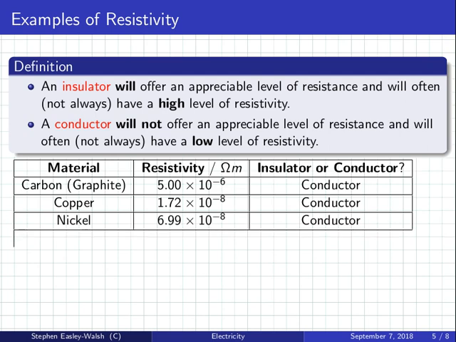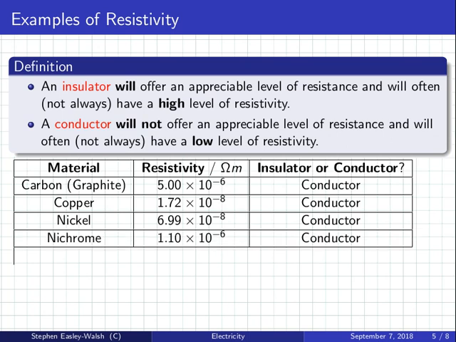Okay. Nickel. Nickel is nearly as good as copper. It's still a good conductor. Okay, next material. Nichrome. Nickel and chromium. It's not as good as copper and nickel, but it has one advantage over copper, and that is that it is cheaper than copper.